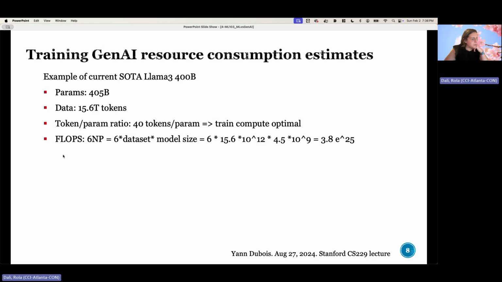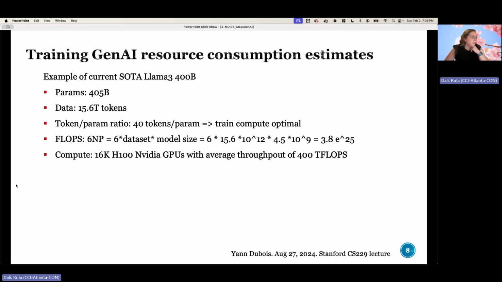And these are the FLOPs. So this is how much compute it would need. And so this is the 6NP. So we would need 6 times the size of the data set times the size of the model, which comes out to this number here. In the paper, they say that they trained it on 16,000 GPUs. That's how many H100 NVIDIA GPUs, which have an average throughput of 400 teraflops. And so that comes to about 70 days.